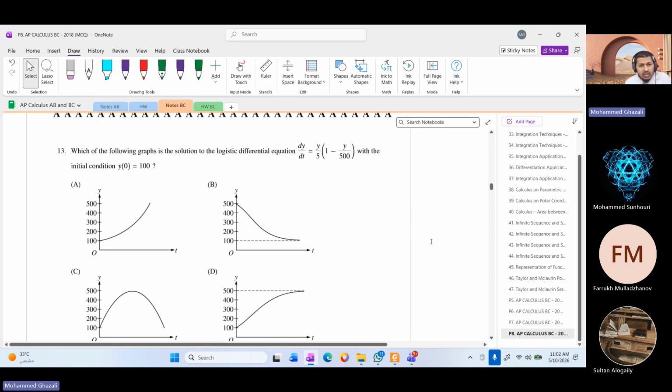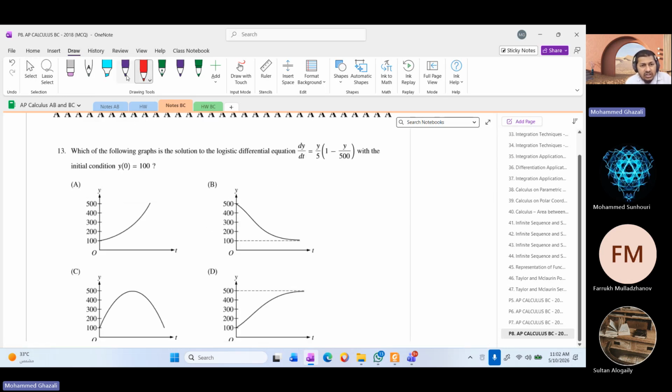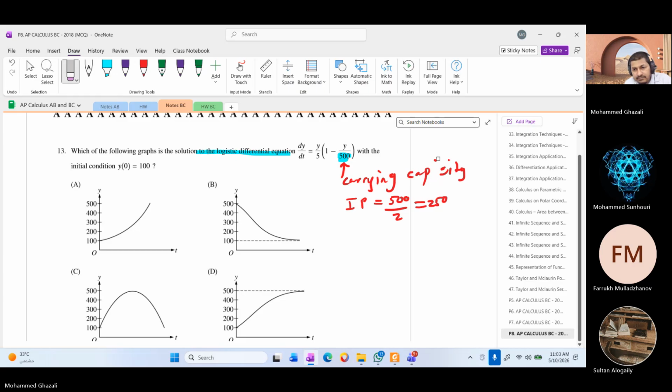Which of the following is the solution to the logistic differential equation? A logistic differential equation has something called a carrying capacity, right? Which is 500. That's a carrying capacity. The inflection point of this is basically 500 divided by 2. Just remember that that's 250. Or maximum growth, in this case.